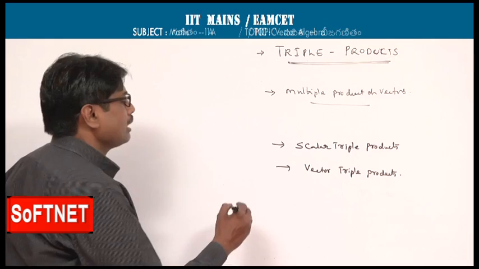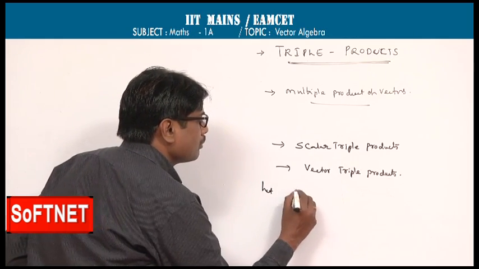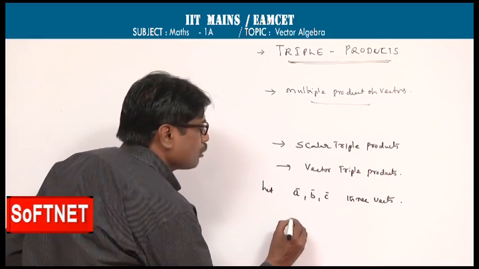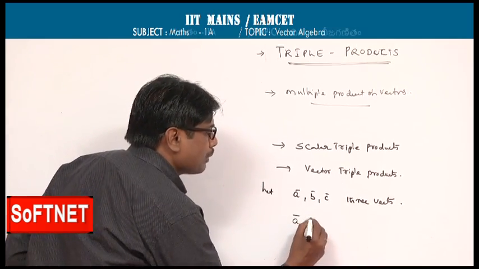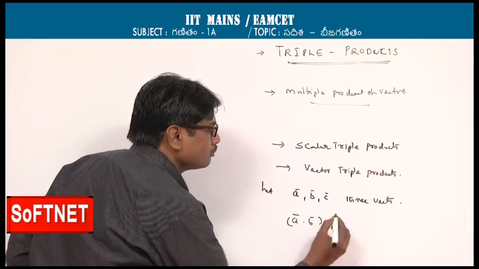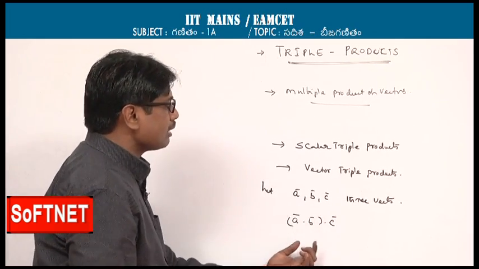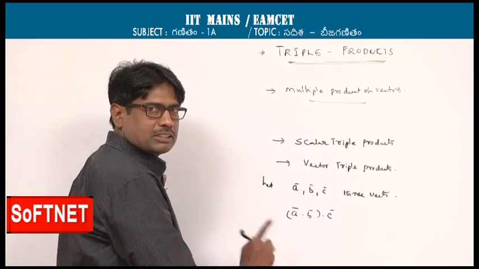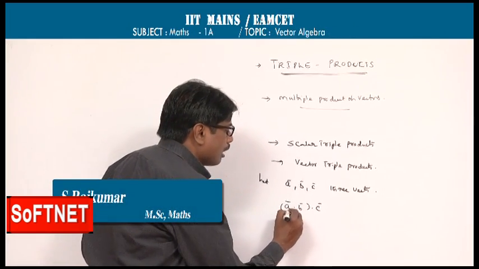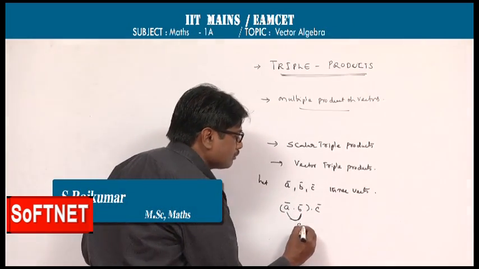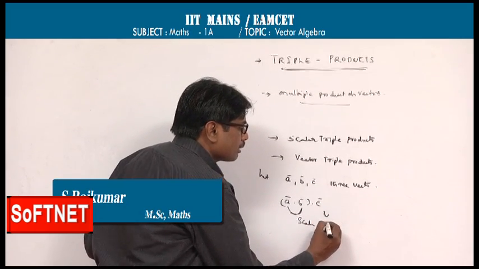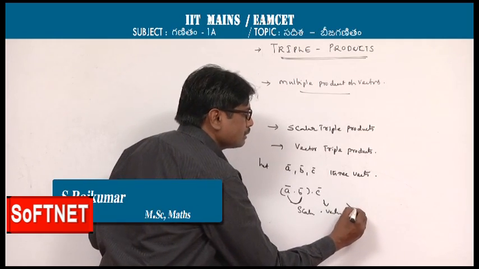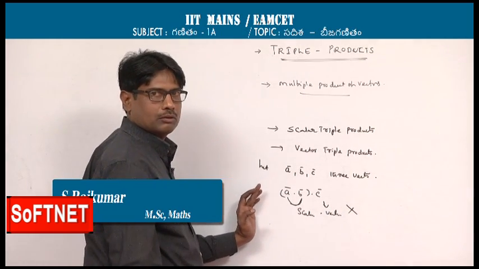For example, consider a bar, b bar, c bar, any three vectors. First I wanted to apply a bar dot b bar and dot c bar, applying two dots between these three vectors. Is this type of triple product possible or not? First we will go through it. The dot product of two vectors is a scalar and the other is a vector. Between a scalar and a vector, dot is meaningless. This type of triple product will not be allowed.